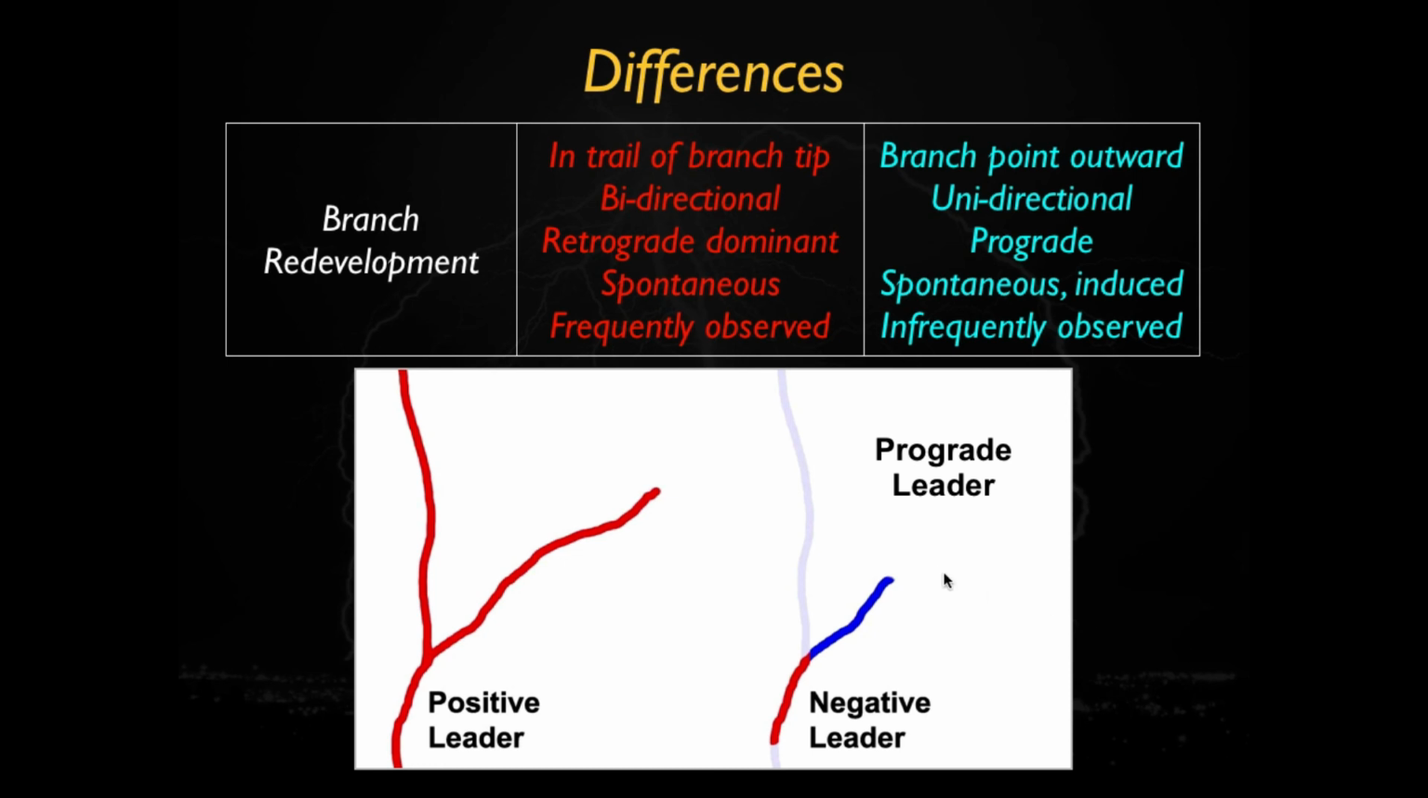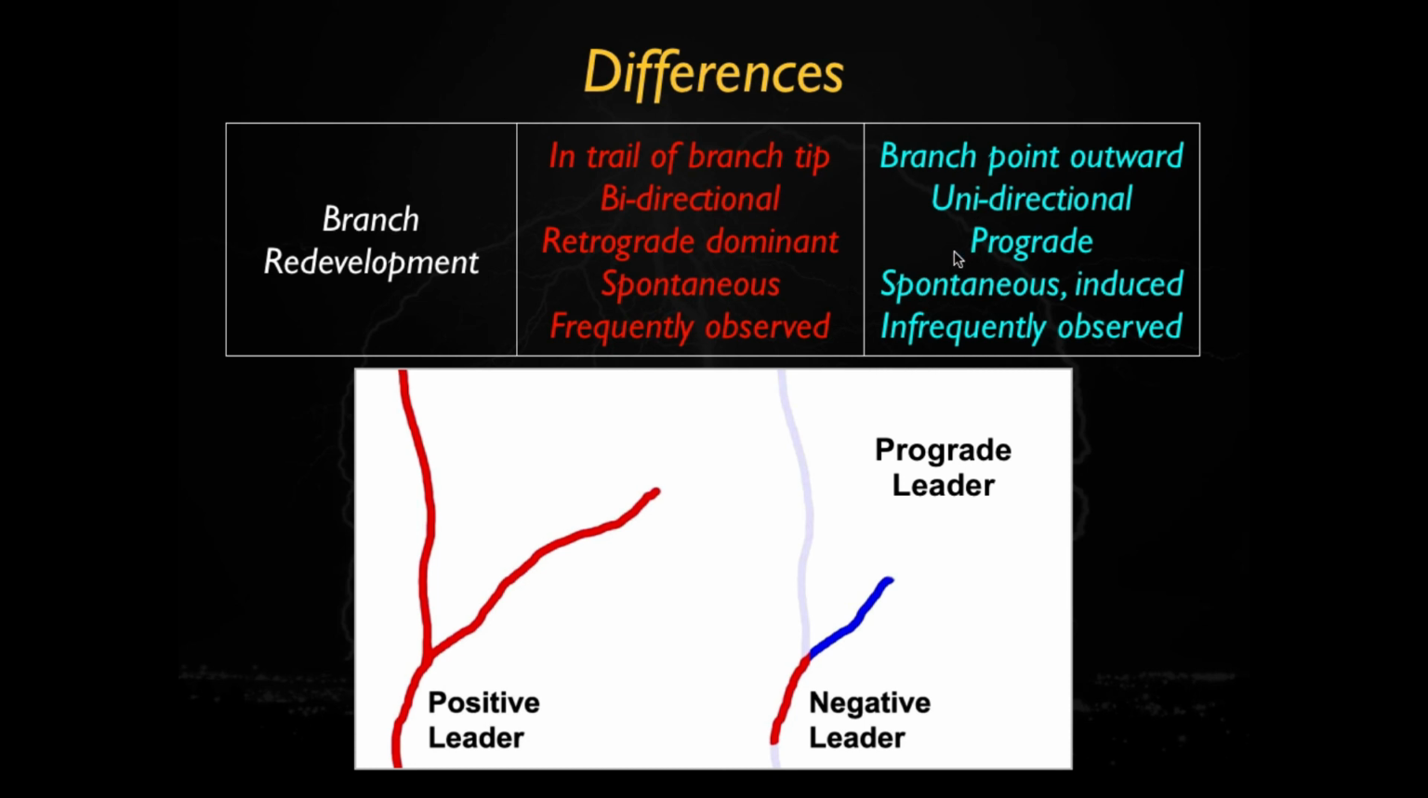Now again, if the main channel is weakly luminous and this branch decays, when we see this redevelopment take place, we'll frequently see luminosity also propagate away from the branch point towards the flash origin. And this would indicate to us a bidirectional nature, likely bipolar, as far as its redevelopment goes. So in the negative leader case, it's primarily in the prograde direction along the decayed branch, whereas the recoil leader on the positive leader branch is dominantly in the retrograde direction.